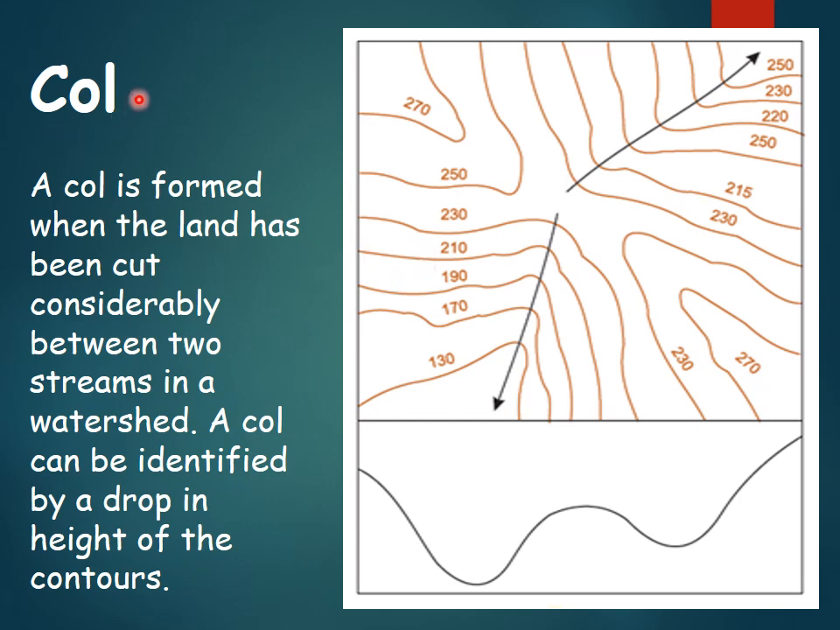Col. A col is formed when the land has been cut considerably between two streams. You can see on the slide the land which has been cut considerably between two streams in a watershed. A col can be identified by a drop in the height. Suddenly the elevation becomes low in the contour lines, which is clearly seen in the slide. So this was about the col.